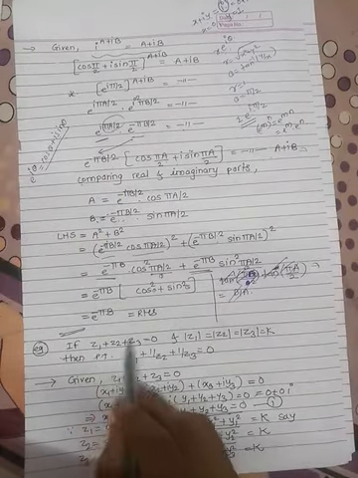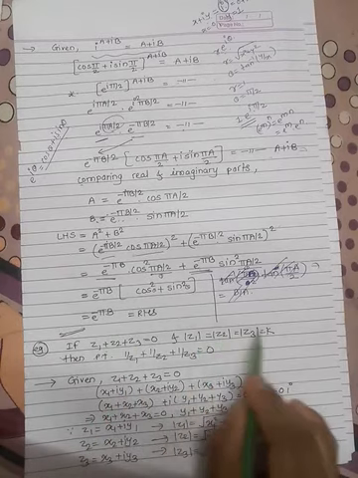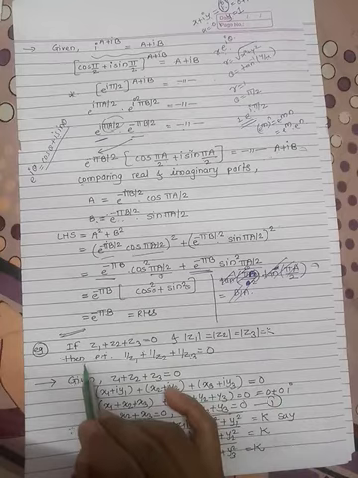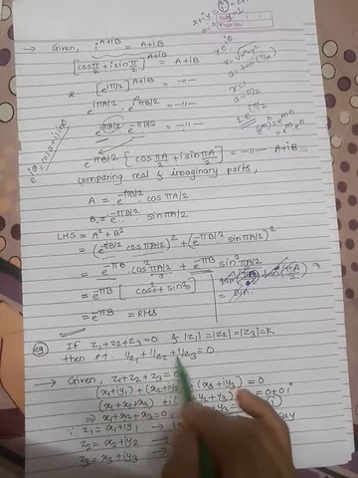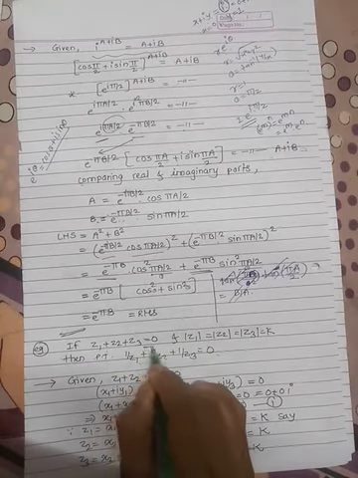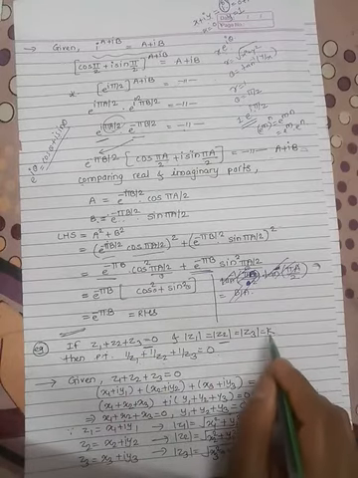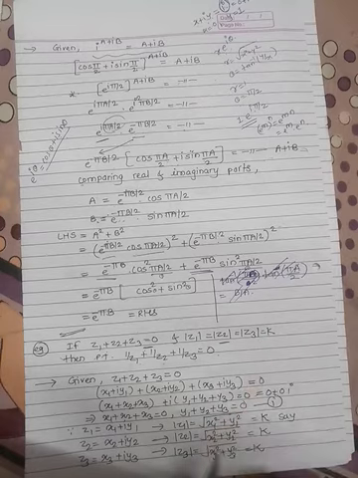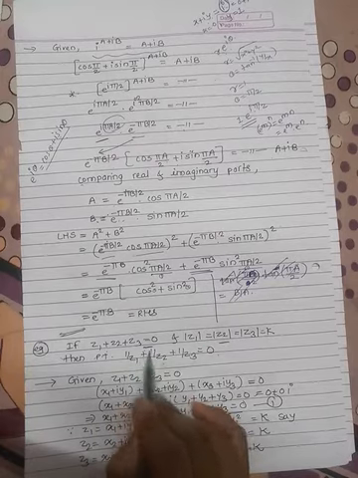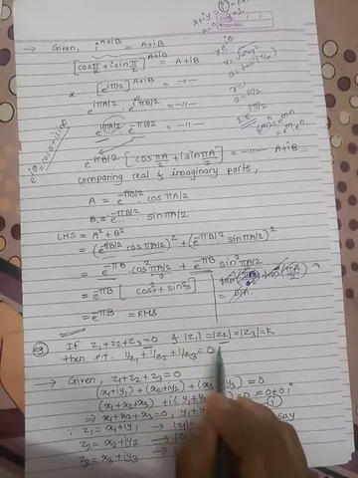The next example is: if z1 plus z2 plus z3 equal to 0, that is, the addition of 3 complex numbers is 0, and their modulus values are equal to k, that is mod z1 equal to mod z2 equal to mod z3 equal to k, then prove that 1 upon z1 plus 1 upon z2 plus 1 upon z3 equal to 0. So in this example we are given two equations: the addition of 3 complex numbers equal to 0, and the modulus value equal to k, some constant. We have to use these equations to prove that the addition of reciprocals of these 3 complex numbers z1, z2, z3 is equal to 0.